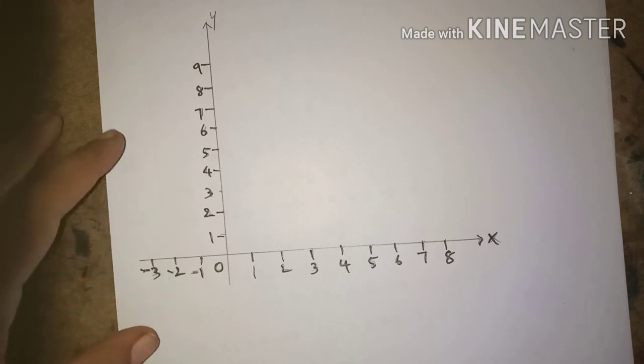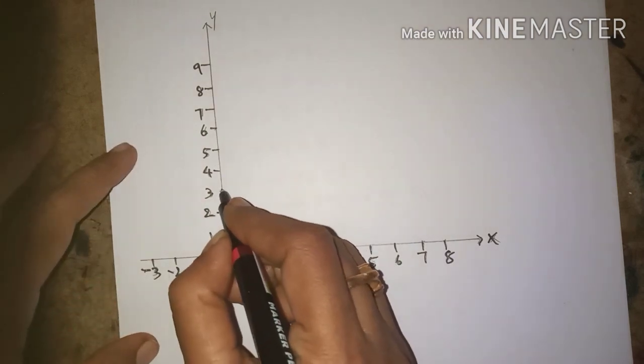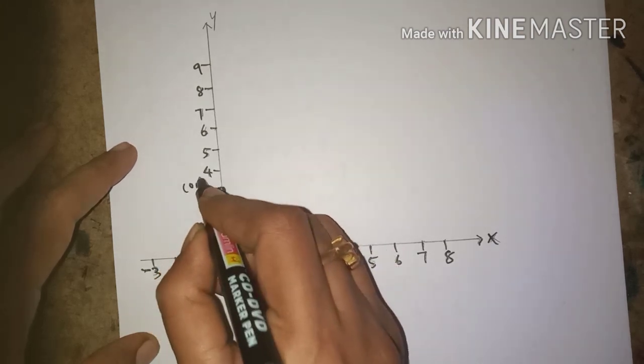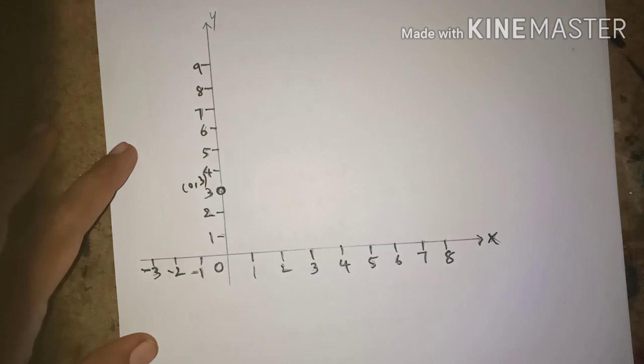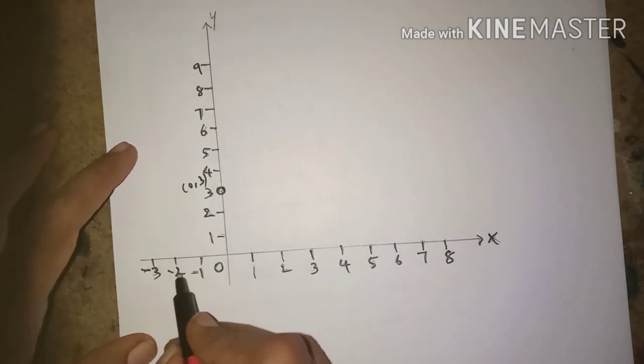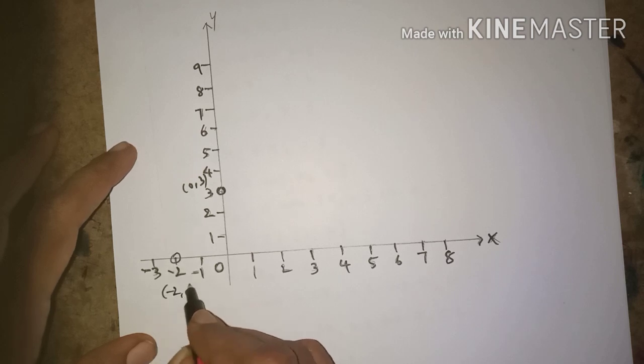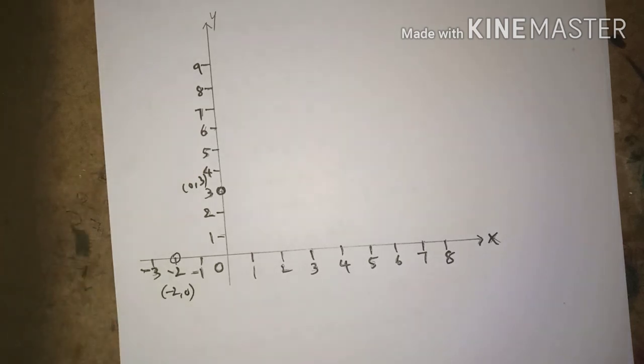Now the first points are (0, 3) and (-2, 0). (0, 3) is here, and (-2, 0) is here. Join the 2 points with the help of the scale.